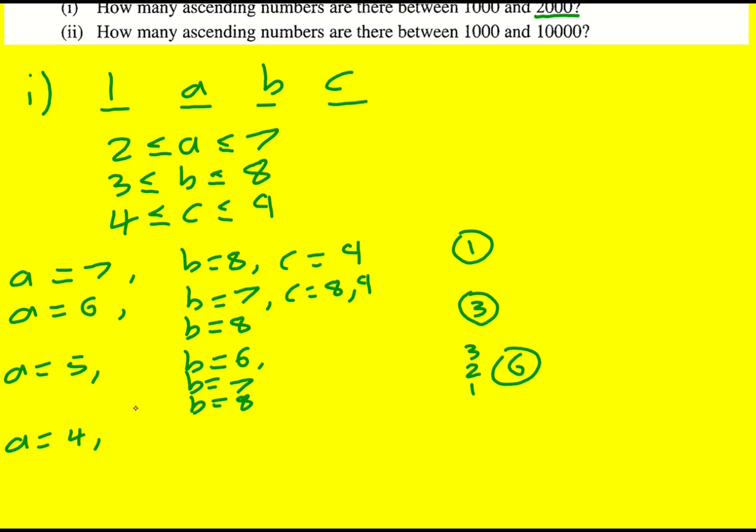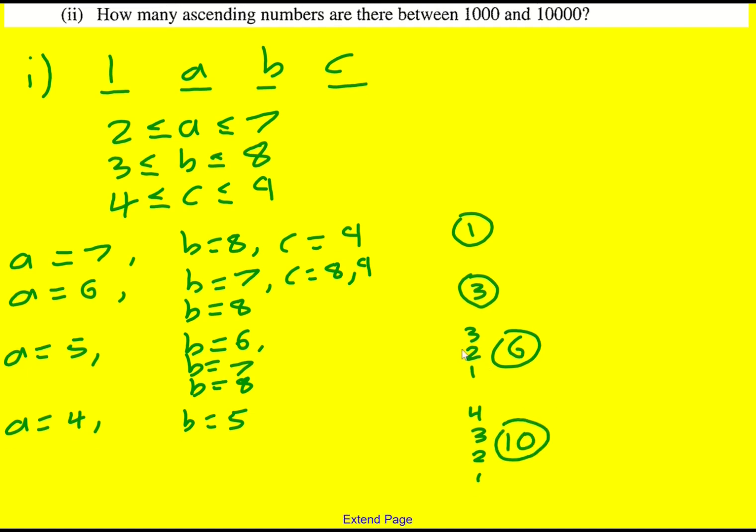For A equals 4, I can have B equals 5, which is going to lead to 4 possibilities for C. And then I'm going to get 3, 2, 1, just like before. So it's going to take me to 10. And you might recognize these are actually the triangle numbers.